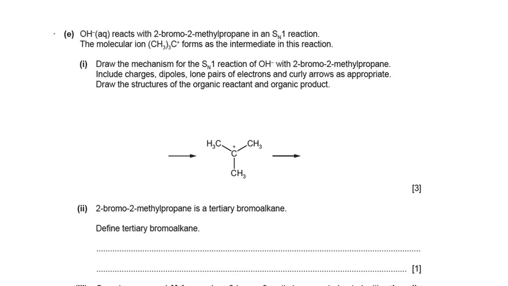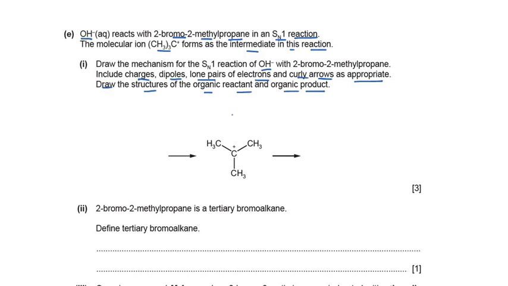Next question E here says: hydroxide ion reacts with 2-bromo-2-methylpropane in an SN1 reaction. Now you are already told that it is an SN1 mechanism. The molecular ion (CH3)3C+ forms an intermediate in this reaction. Draw the mechanism of the SN1 reaction of hydroxide ion OH- with 2-bromo-2-methylpropane. Include the charges, dipoles, lone pairs of electrons and curly arrows as appropriate. Draw the structures of the organic reactant and organic product.